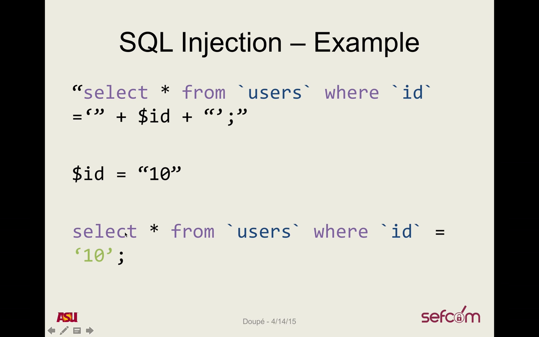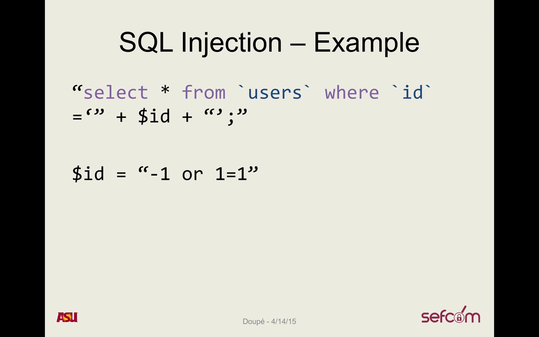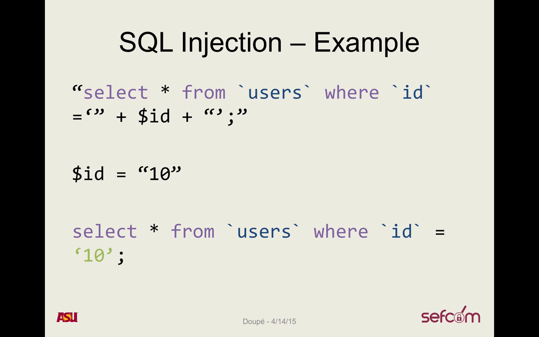It parses it and says, this is a select, selecting everything from the users table where ID is equal to 10. In SQL, single quotes are the delimiters inside of a string. The problem is the SQL server is interpreting our string. So if we can inject into this ID content that alters the structure of the SQL query, then we can take control of this query.